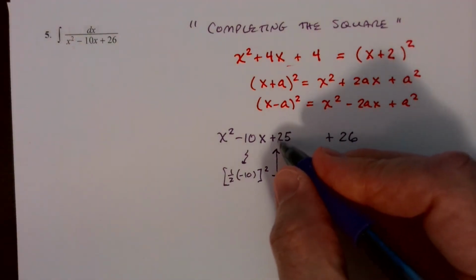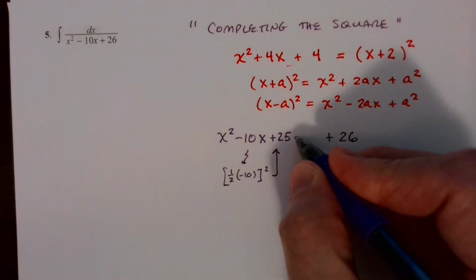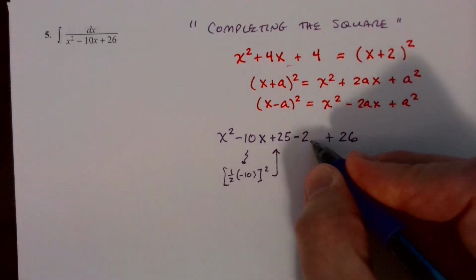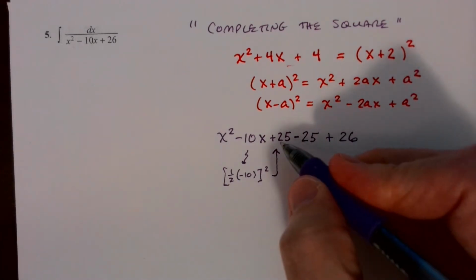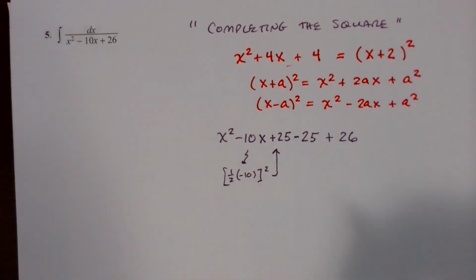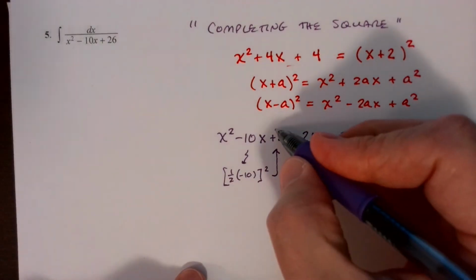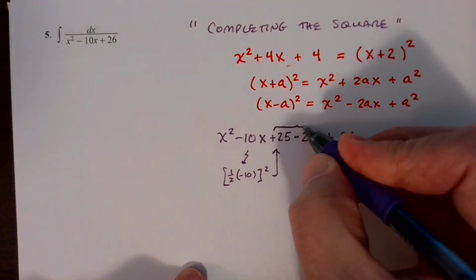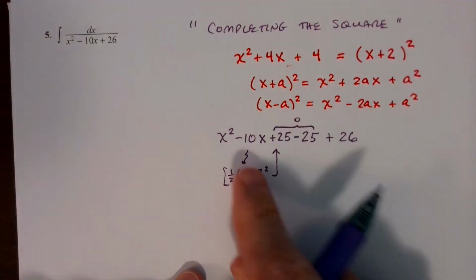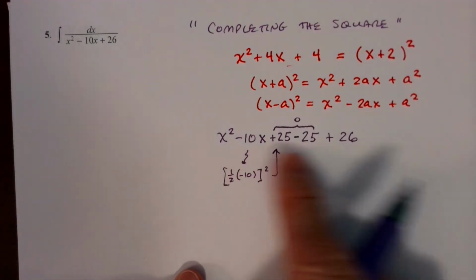When I add 25, I'm going to immediately subtract 25. There we go. 25 minus 25 is how much? It is 0. You say, well, that's dumb. You haven't changed anything. Well, that's true. I haven't changed anything in terms of the total value of this expression. It's still x squared minus 10x plus 26.